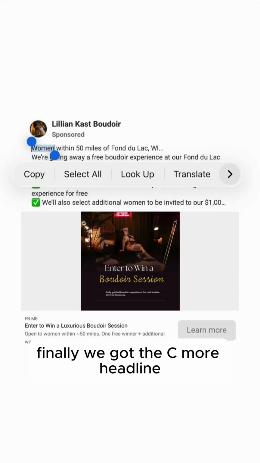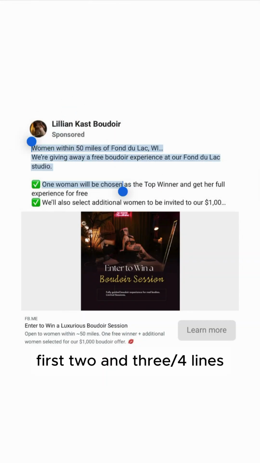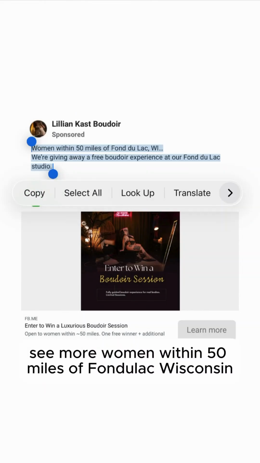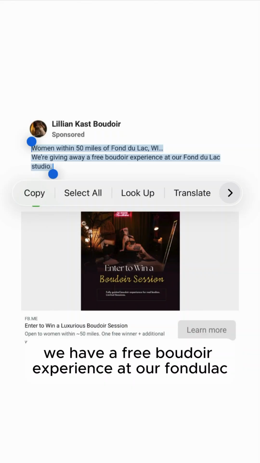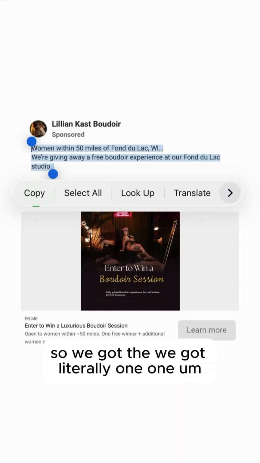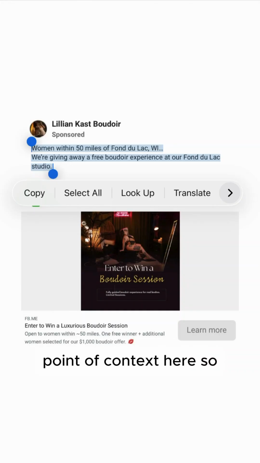Finally, we've got the "See more" headline. These are the first 2 3/4 lines in the Facebook mobile newsfeed before it gets cut off with "...See more." Women within 50 miles of Fond du Lac, Wisconsin. We know we have a free boudoir experience at our Fond du Lac studio. All right, so we've got literally one point of context here.